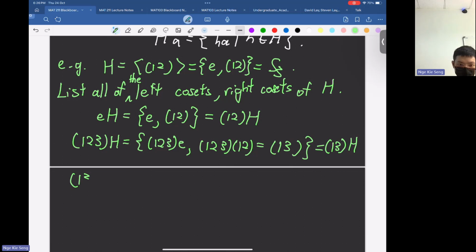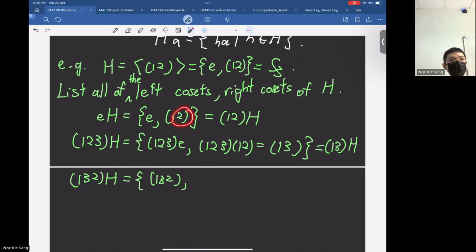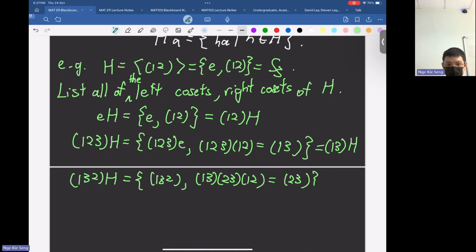One more. If you take 1, 3, 2 times H, what do you get? 1, 3, 2 and what? So you take 1, 3, 2 times 1, 2, what do you get? Do you remember how to compute the product of these two? What do you get? 2, 3. Yeah, 2, 3. So actually, if you compute, 2, 3 times H also gets the same set here.